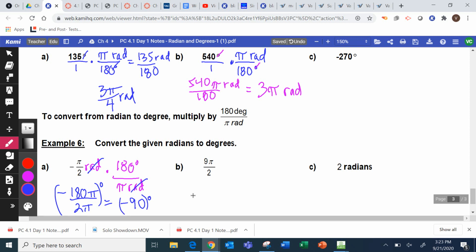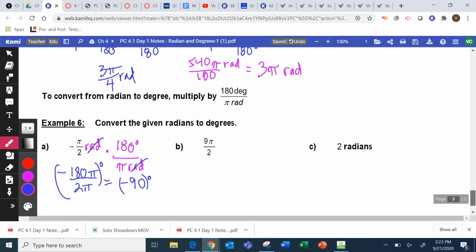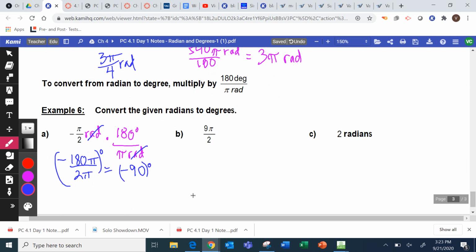I'm going to skip that one because that's basically the same way. I'm going to go to this one over here at the end that is in radians, but it is not with pi, it's in decimal form. So we can still convert it. We've got our 2 radians. We're going to multiply that by 180 degrees over pi radians. That way our radians cancel. Our next step is going to be 360 degrees over pi.